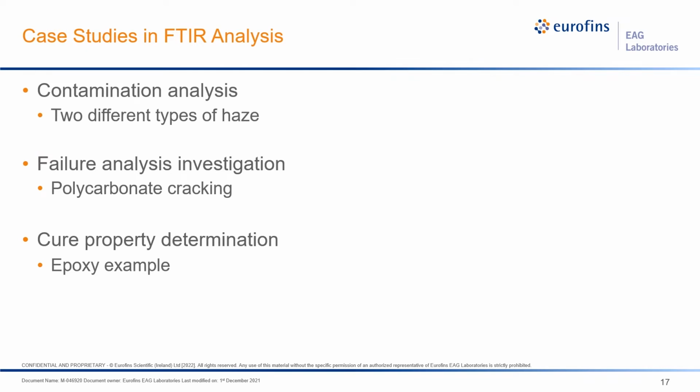So now I'd like to discuss a couple of case studies to show you how FTIR can be useful in solving different problems. So first, we'll look at a contamination analysis of two different haze materials. Next, we'll look at failure analysis of a polycarbonate part that's cracking. And finally, we'll end with a quick example on how to determine cure using FTIR.